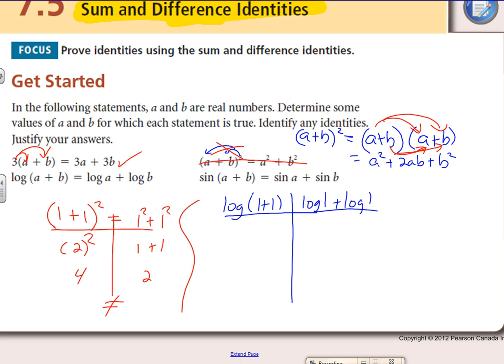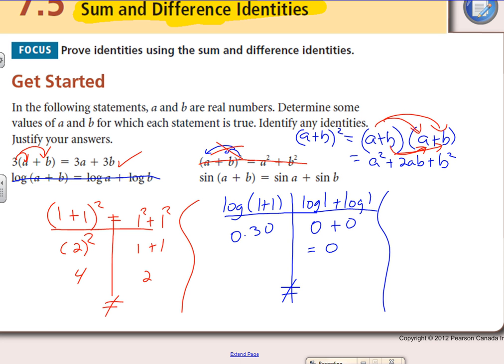Punch that into your calculator. You get approximately 0.30. But log of 1 plus log of 1, the log base anything of 1 is always 0, plus 0. That equals 0. Hey, that doesn't equal either. That one's a no-go. How about sine of (a plus b)?